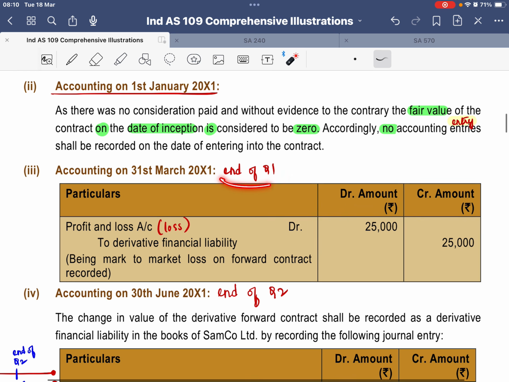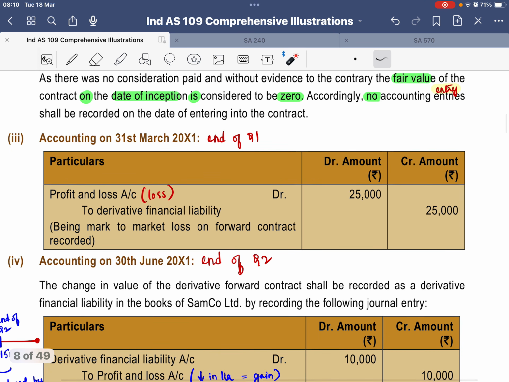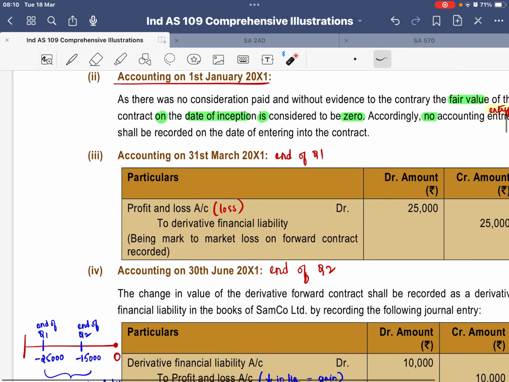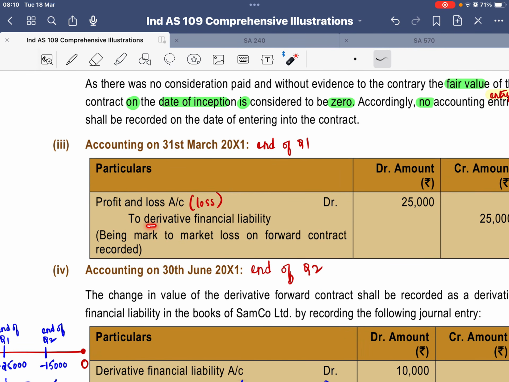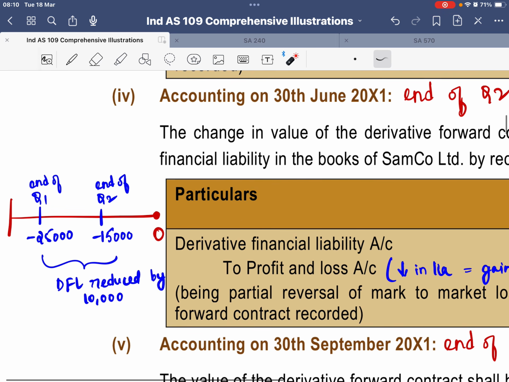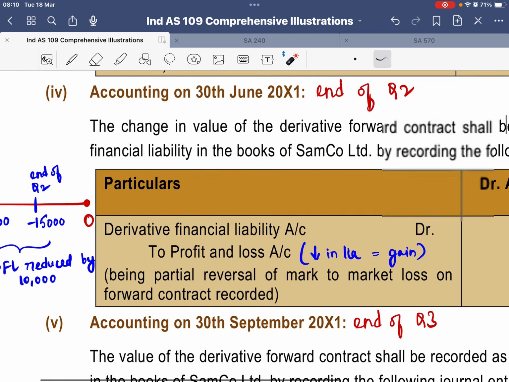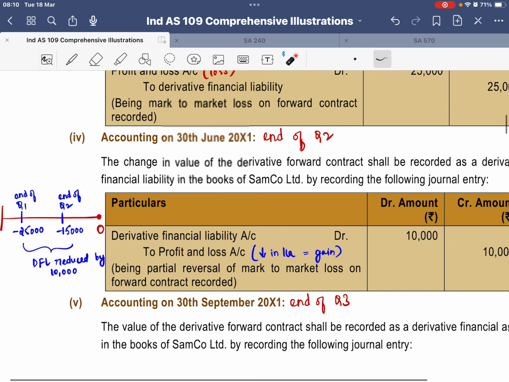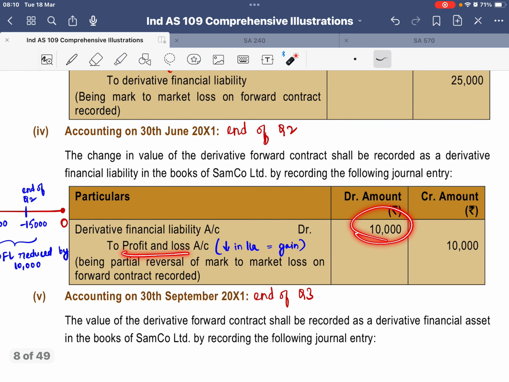At the end of Q1, profit and loss account debit of 25,000 to derivative financial liability 25,000. At 30th June 20x1, Q2: at the end of quarter 1 it was minus 25,000, and at the end of quarter 2 it is minus 15,000, which means the derivative financial liability has been reduced by 10,000, which is profit. DFL account debit, derivative financial liability 10,000 to profit and loss, reduction in liability, which is profit. Gain is 10,000.